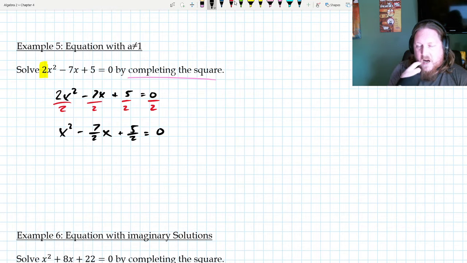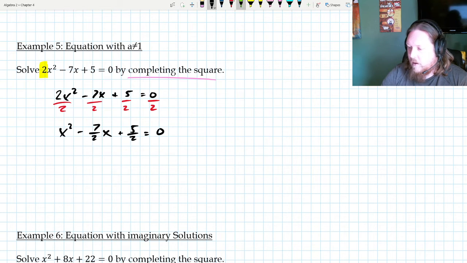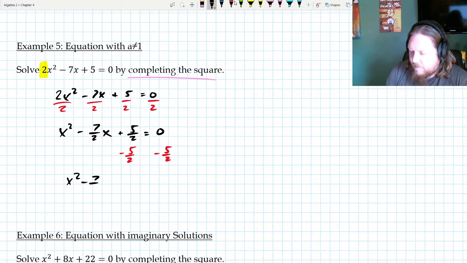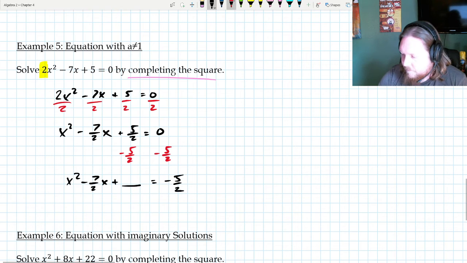Now, I'm going to do one thing here because I've got this fraction. I don't want to do any extra adding of fractions before I need to. I'm actually going to move that 5 halves over to the other side of the equation. And now I have x squared minus 7 halves x plus, and I'm going to leave myself a space there, equals negative 5 halves. All right.